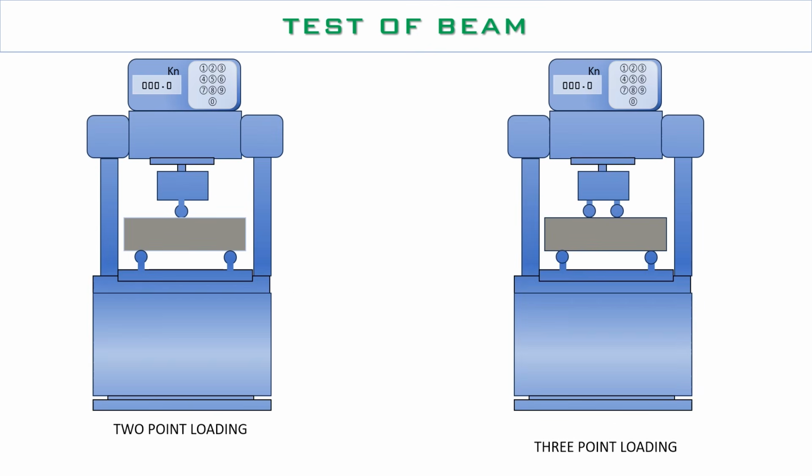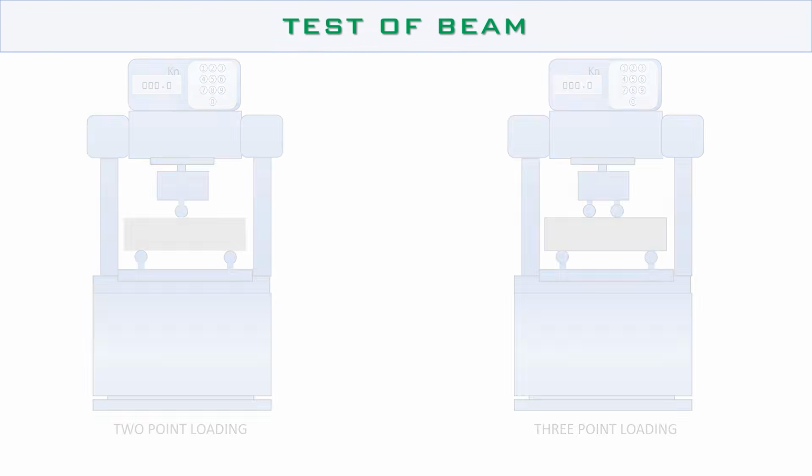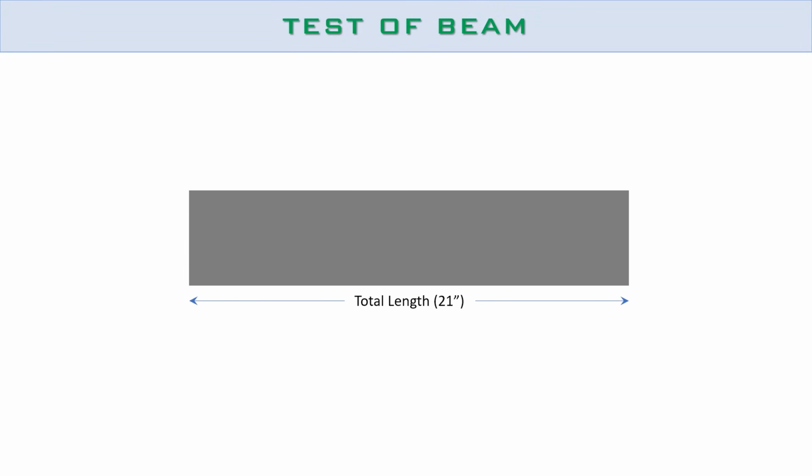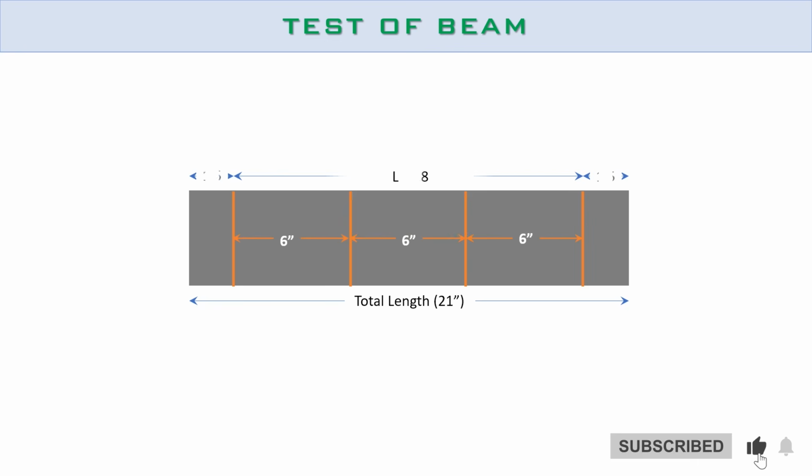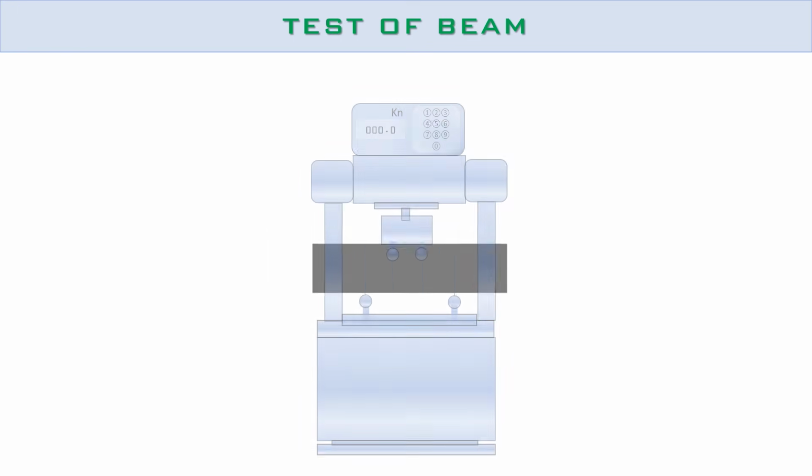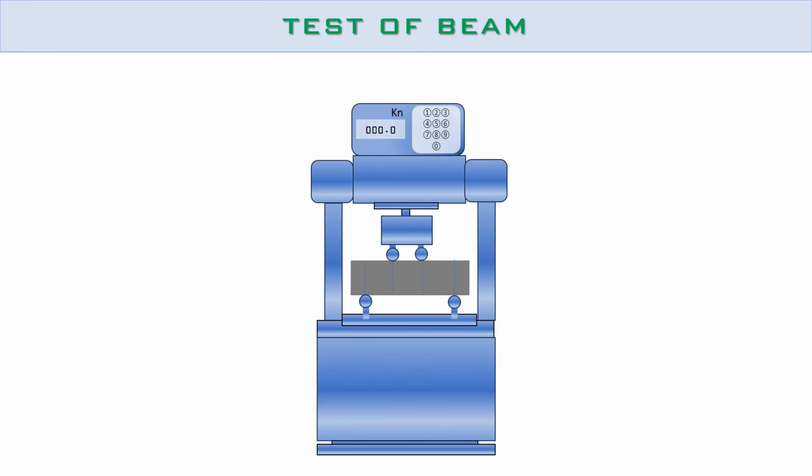Test of beam. There are two types of loading system to determine the flexural strength: first the 2-point loading and second the 3-point loading. Here we will test the beam in 3-point loading system. For test of any beam, it will be marked in 3 equal segments of 6 inch from the center. Then the beam will be placed in the testing machine. The stress rate will be 0.9 to 1.2 MPa per minute. After failure, the load will be measured.